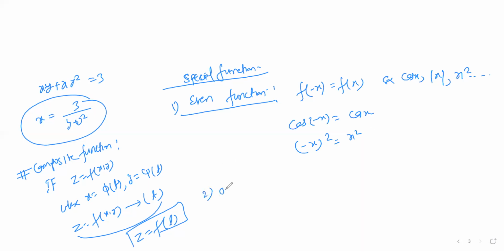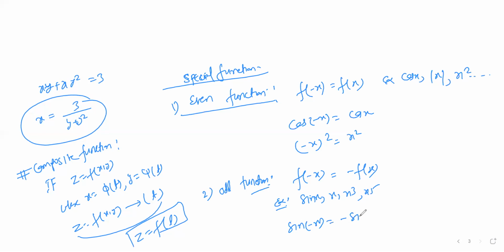Similarly, the second one is the odd function. Odd function means if f of minus x is minus of f of x. Like the examples are sin x, or x to an odd power, which will give an odd function. Basically, sin of minus x is given as minus of sin x, or minus x whole cube, you will get minus x cube. So these are the odd functions.